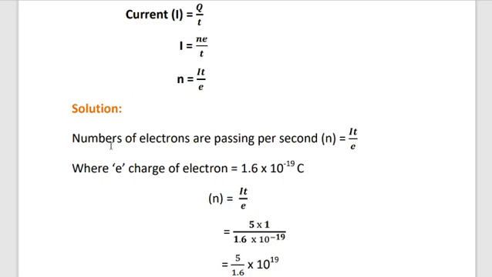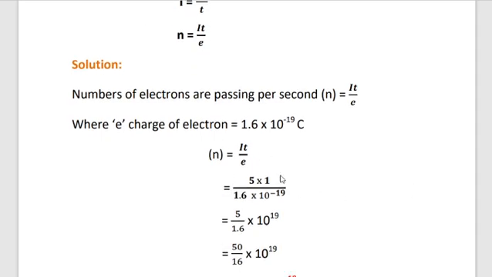So what is the solution? Number of electrons passing per second, N equal to the formula IT by E. E equal to 1.6 into 10 power minus 19 coulombs. So substitute the given values. N equal to IT by E. What is I? I is given as 5 ampere into time 1 second, 5 into 1 divided by E. What is E? E, the charge of an electron, equal to 1.6 into 10 power minus 19.